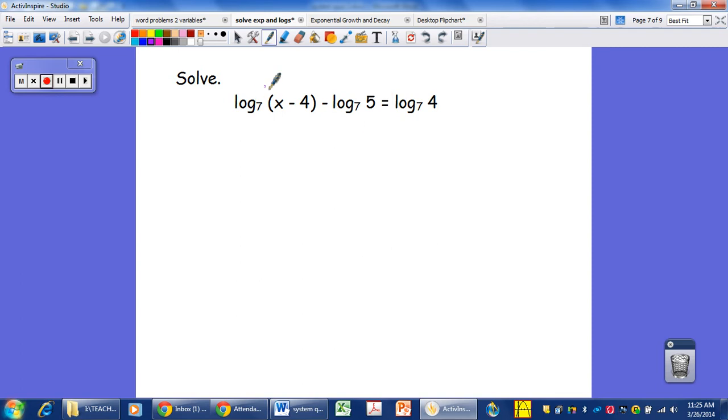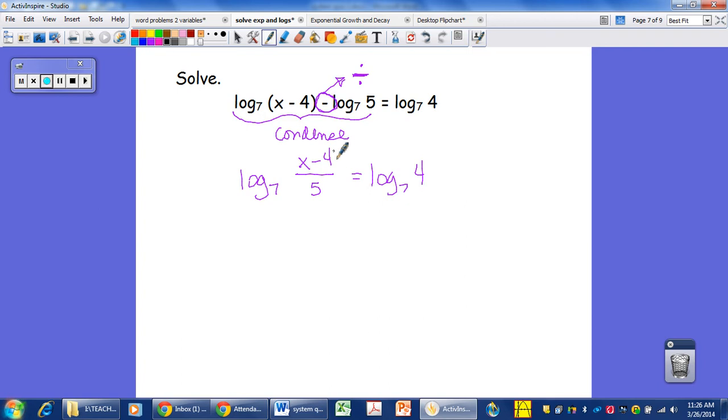So here we have log and log, two logs on one side and a log on the other, so we have to condense. We're going to have to condense these so that we have one log on both sides. So once again, we're going to use the property that subtraction of logs becomes division of their values. So log base 7 of x minus 4 divided by 5 equals log base 7 of 4. So if this is true, that means that the log of this has to be equal to that.